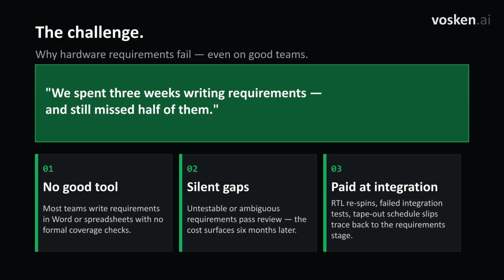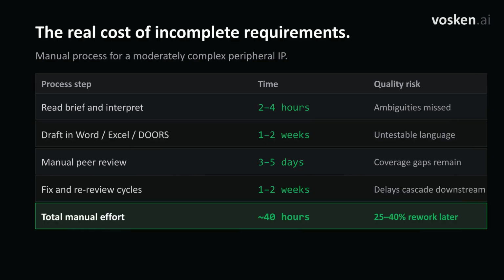Hardware requirements often fail, even with good teams. Requirements are typically written in simple documents without formal coverage checks, leading to silent gaps and untestable requirements. For a moderately complex IP, the manual requirements process takes around 40 engineer hours, with a high risk of 25 to 40% rework later. Informal language creates untestable requirements and leaves crucial coverage gaps.